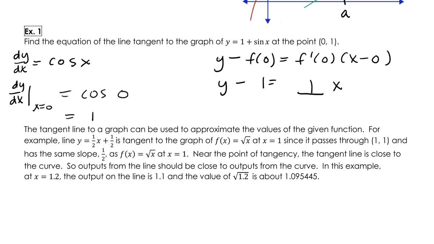Now that looks kind of weird with the 1 times x, so how about we just add this 1 to the other side, just so it looks a little nicer. So y equals x plus 1. What we just found was the equation of the line tangent to the graph at that point. And just matching things up, y equals mx plus b, you guys see the slope is 1.